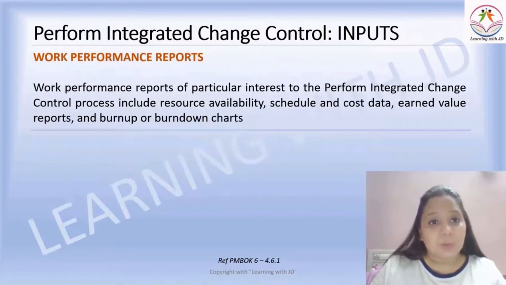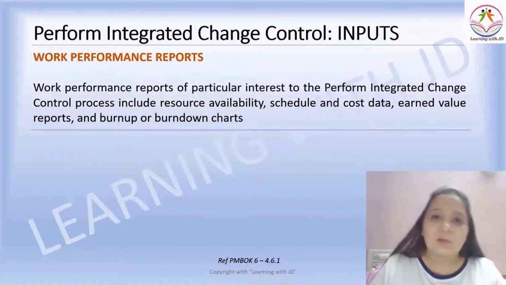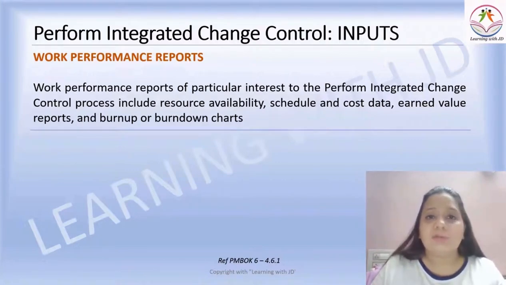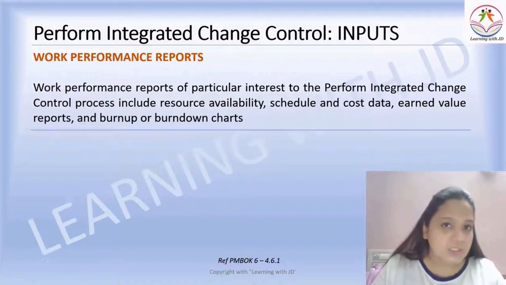Then the work performance report. Now, where do you get the work performance report from? You remember, it was an output from the previous process, which is monitor and control project work. The work performance report of particular interest to the perform integrated change control process includes resource availability, schedule and cost data, earned value reports, and burn up or burn down charts. These are all ways of presenting the work performance report. It is nothing but a brief about where the project is progressing, what the status of the project is, and how we manage the changes that are coming up.